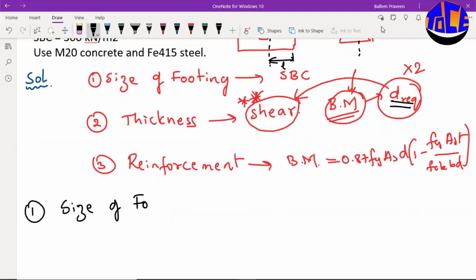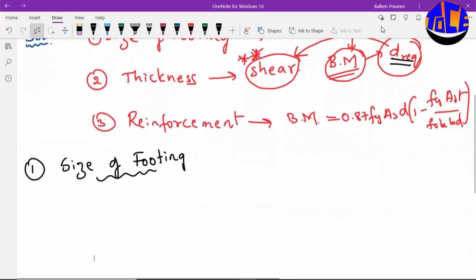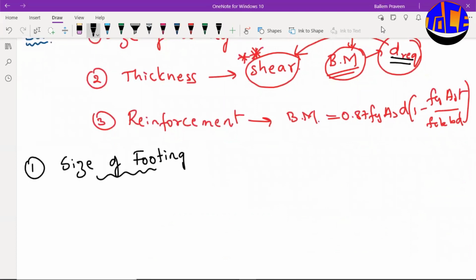Size of footing. In order to get the size of footing, we take the total load coming over the footing divided by the soil bearing capacity.